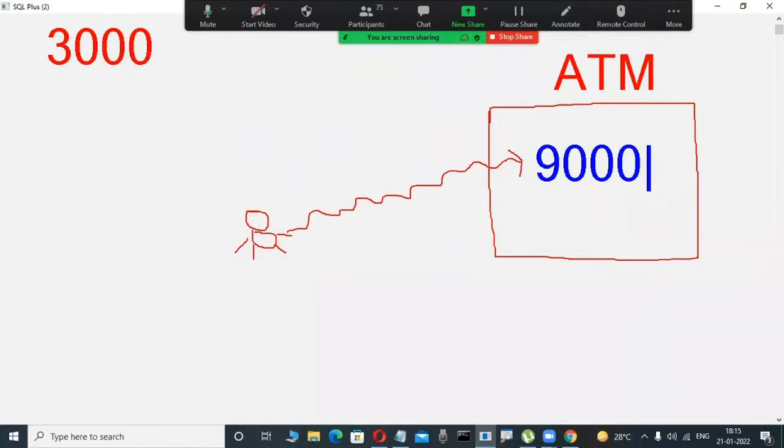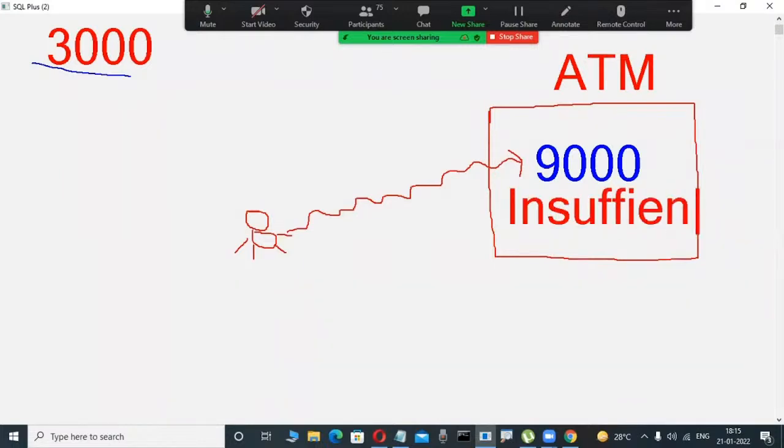No. Here my balance is 3,000, but how can I get it? So 9,000 rupees is impossible. In this case, it will give a message. You observe on your ATM machines, maybe some message will be displayed. Suppose insufficient funds, something like that.